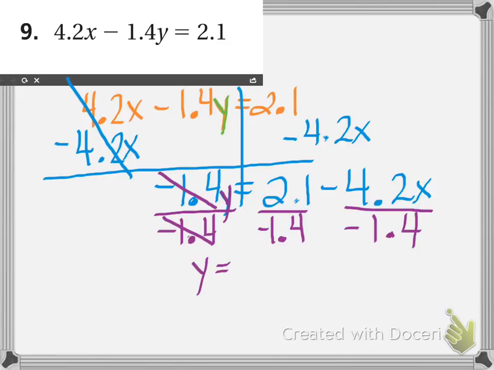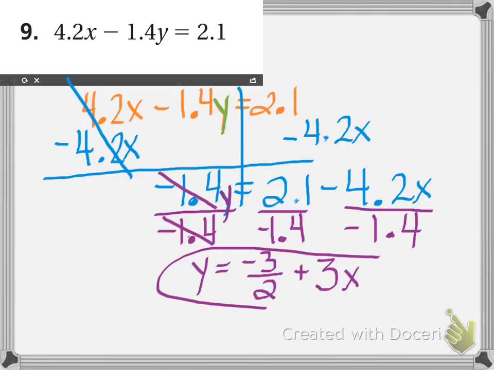So we have y equals 3/2. That's what that would simplify to, and it's negative. As long as you have the one negative sign, remember it doesn't matter if it goes in front of the numerator or denominator. And then negative 4.2x divided by negative 1.4x simplifies to a positive 3x. So this is our final answer for number 9. Y equals negative 3/2 plus 3x.